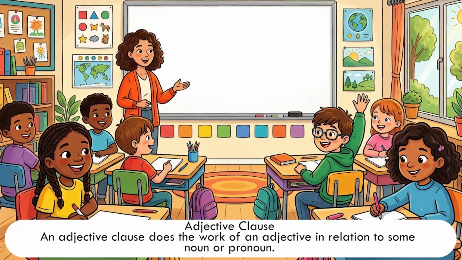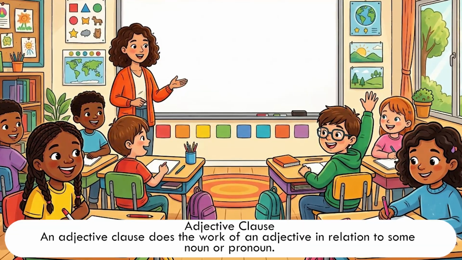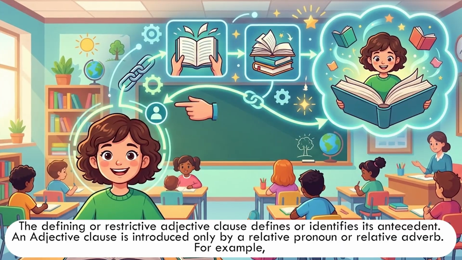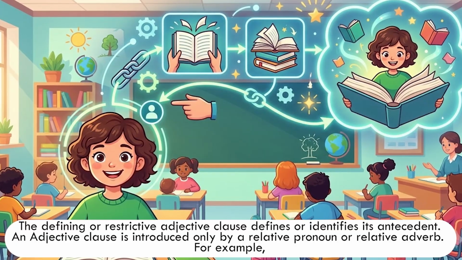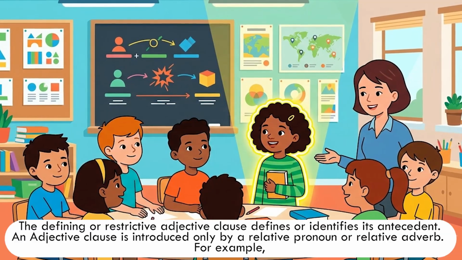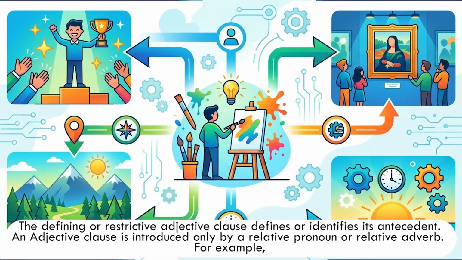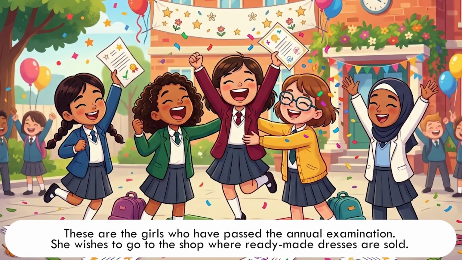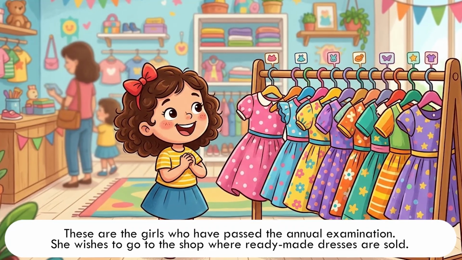Adjective clause. An adjective clause does the work of an adjective in relation to some noun or pronoun. The defining or restrictive adjective clause defines or identifies its antecedent. An adjective clause is introduced only by a relative pronoun or relative adverb. For example, these are the girls who have passed the annual examination. She wishes to go to the shop where ready-made dresses are sold.